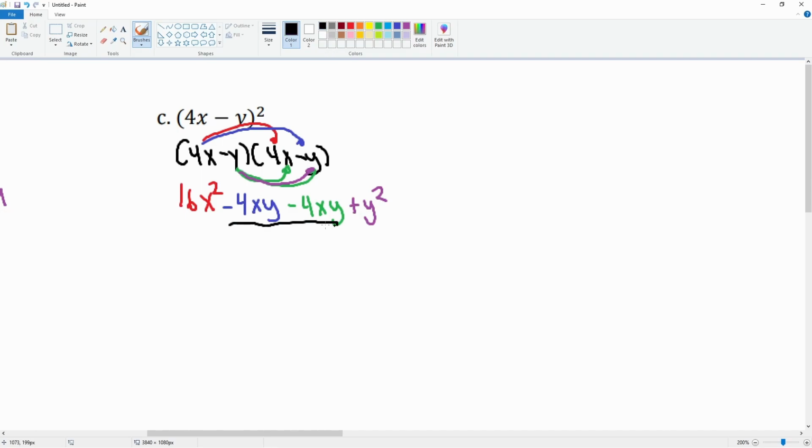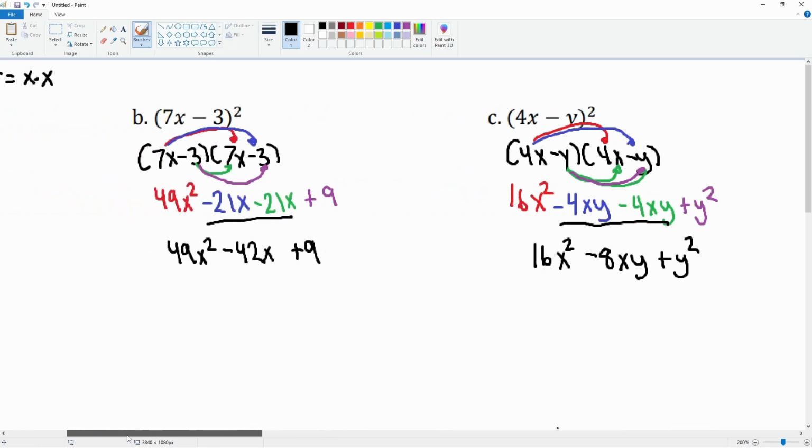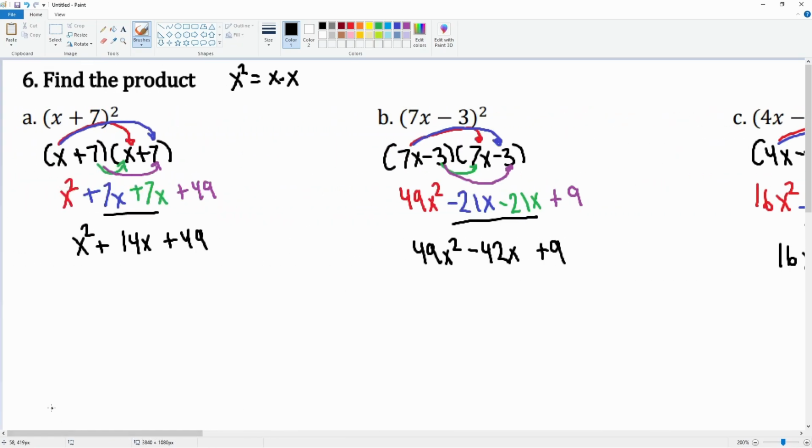So the middle terms here add up to negative 8xy. Bring everything else down. 16x squared minus 8xy plus y squared. That would be the final answer. Okay, so that is how we find the product of a binomial squared.